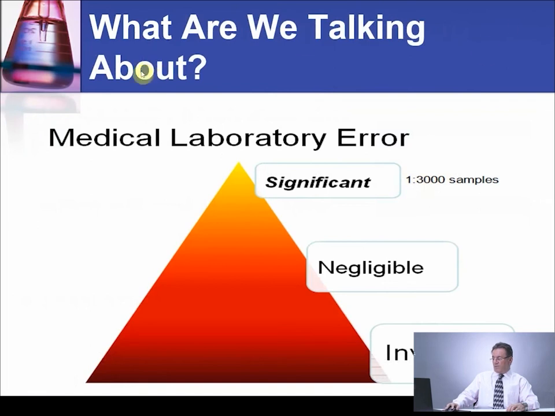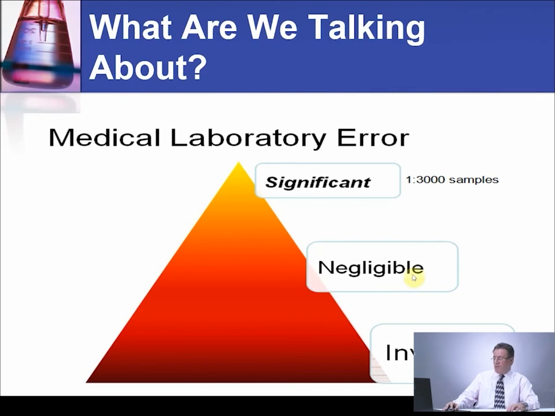What are we talking about? Most of the errors in the lab are invisible. We don't even notice them because, for example, if we take two patients and we mix two patients and both of them are normal, how are you going to know that you reported the wrong result on the wrong patient? You won't. Usually you won't. So most of them are invisible because there's no harm done.